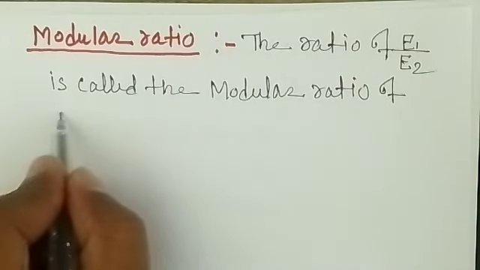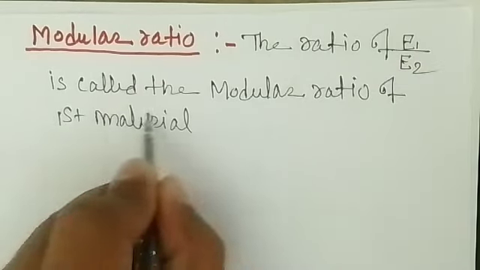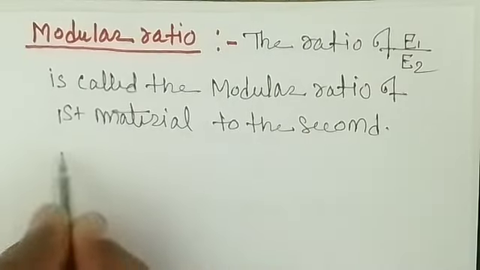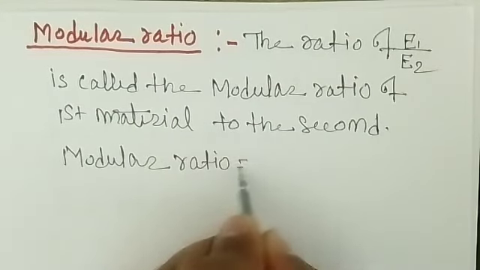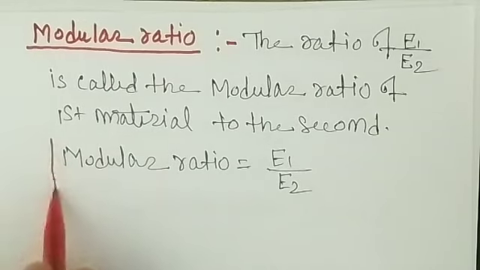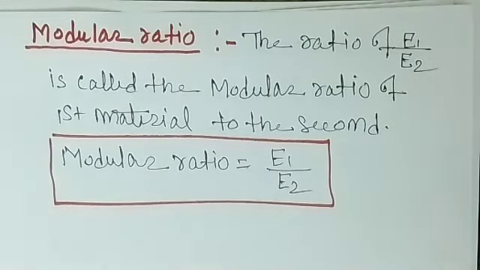right? Modular ratio of the first material to the second, right. So what is the modular ratio? The mathematical equation: modular ratio is equal to E1 by E2, right. So this is the modular ratio formula, you always remember that the ratio of the two Young's modulus is known as the modular ratio, right. So whatever we have discussed, the analysis of a composite section, regarding that we'll do one worked example, right.